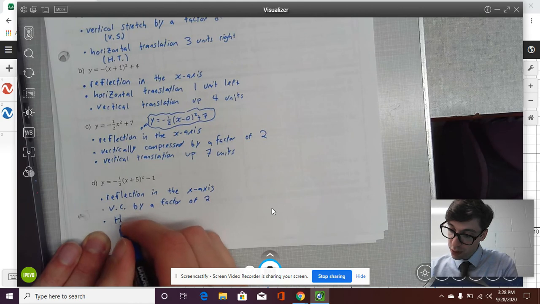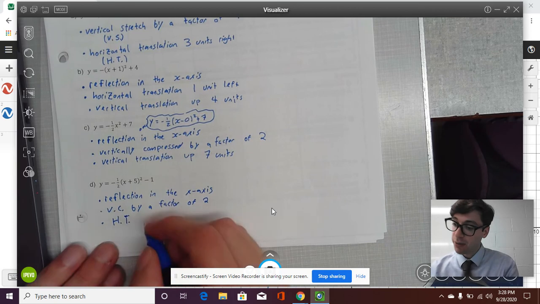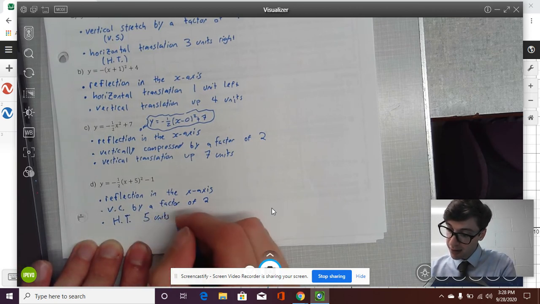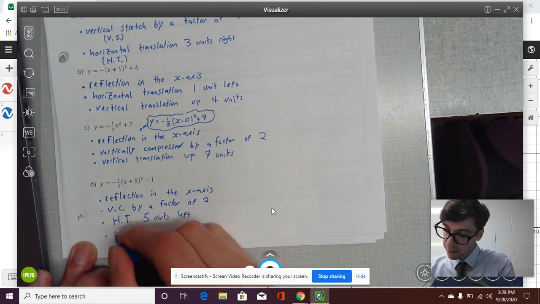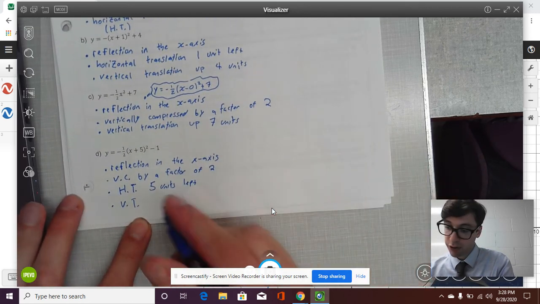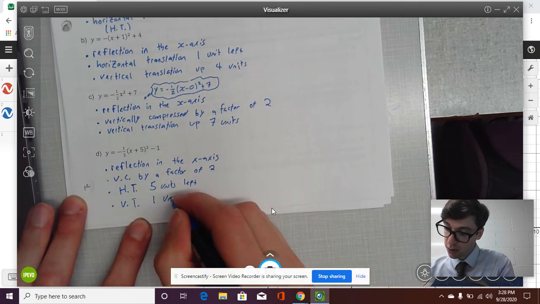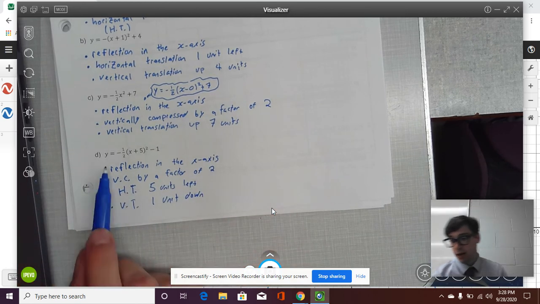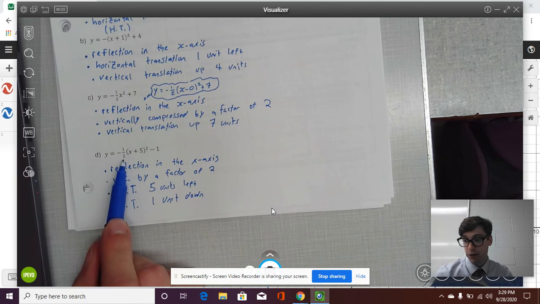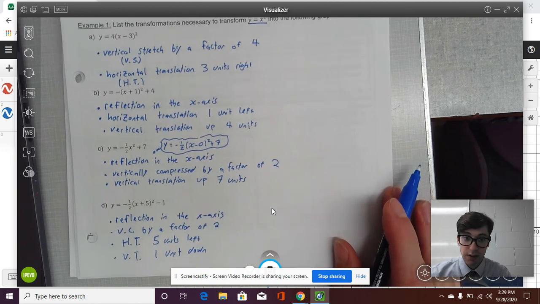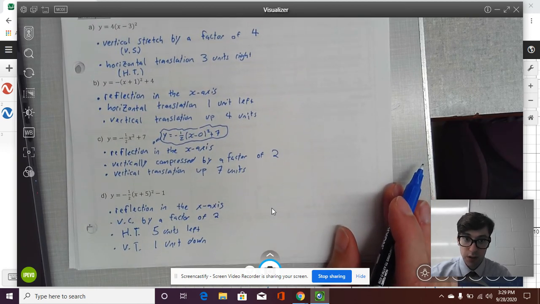It has a horizontal translation. Remember, the h value is moving it left or right, but it's always flipped inside the bracket. So it's a horizontal translation, 5 units left. And it has a vertical translation, which is moving, our k value is -1. So a vertical translation, 1 unit down. So the most we can ever have would be 4 transformations to a quadratic. It can reflect or not. It can stretch or compress. It can move left or right, and it can move up or down. So that's our lesson for transformations.